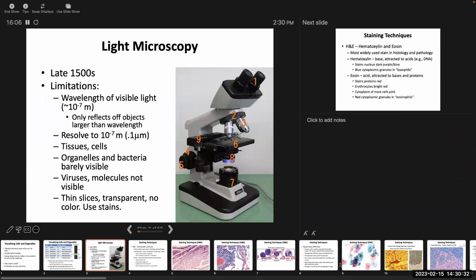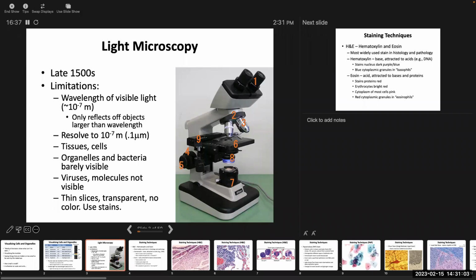So let's talk a little bit about light microscopy, because in order to see anything smaller than a human hair, you need to use some kind of magnification. And the oldest and still one of the most popular forms of magnification is light microscopy. The light microscope's been around for a long time. Easily goes back into the later part of the 1500s.